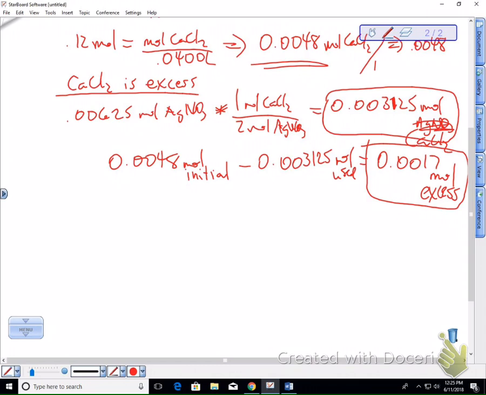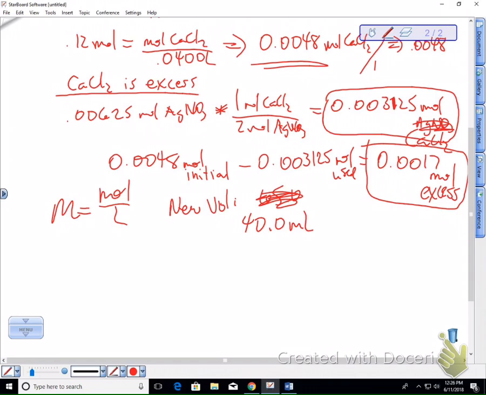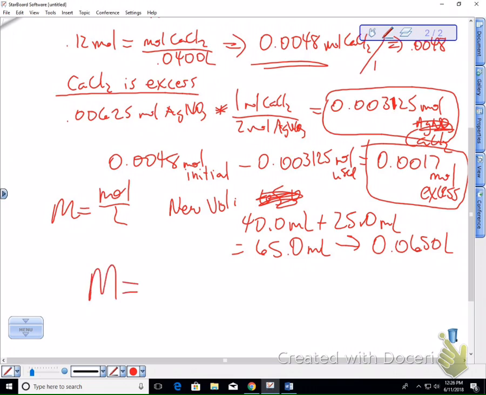The last little part here is getting into molarity. Well, remember that molarity is moles per liter, so what we need to do is address the volume part. The new volume is going to be the 40 mils plus the 25 mils that got mixed together, which is going to equal a new volume of 65 mils, which of course we're going to need to convert to liters, so that's 0.0650 liters.